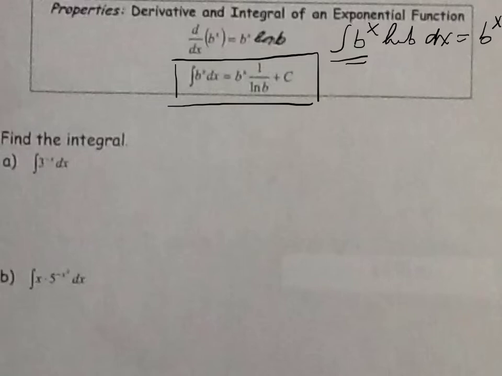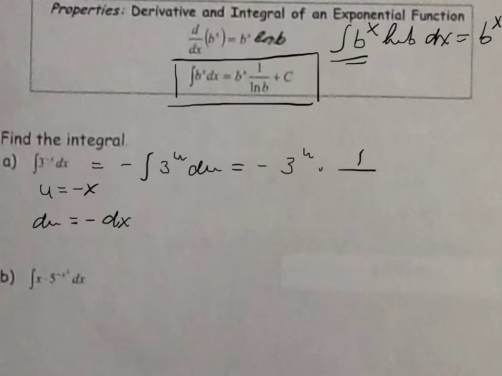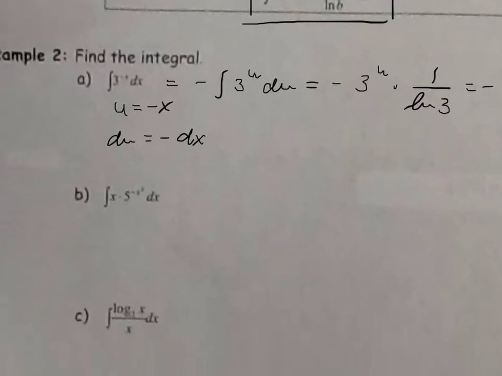So let's use this property. Just don't forget the u substitution. So u is negative x, du is negative 1 dx, so we're going to factor the minus out. So we're looking at the negative integral of 3 to the u du, and using the formula, it's going to be negative 3 to the u times 1 over ln of 3. And plugging x back, it's negative 3 to the negative x over ln of 3. So let's look at the next example, part B.